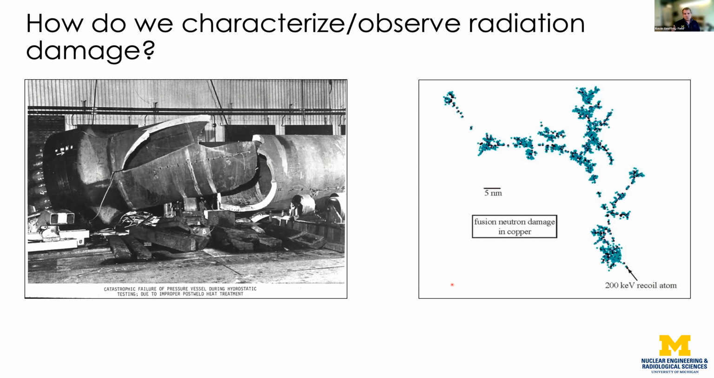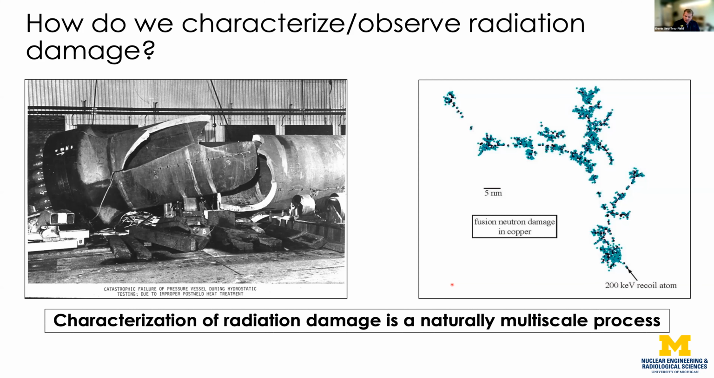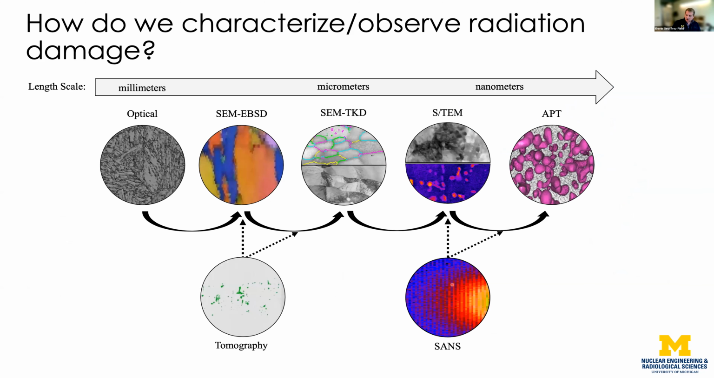And so that comes to the point that this is an inherently heterogeneous and multi-scale problem, right? You're going all the way from the simple atoms all the way up to a large engineering structure. And so the question becomes: how do we do these observations of the radiation damage? How do we quantify it? How do we characterize it? How do we do this type of response?